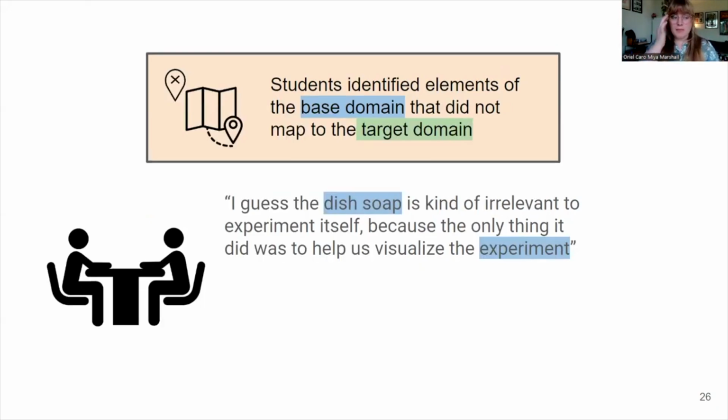Students identified elements of the base domain that didn't map to the target domain. This is where we come back to the dish soap thing. One of them said, I guess the dish soap is kind of irrelevant to the experiment itself because the only thing it did was help us visualize the experiment. So they realized that that is only part of the base domain, the experiment, and not part of exoplanet atmospheres.